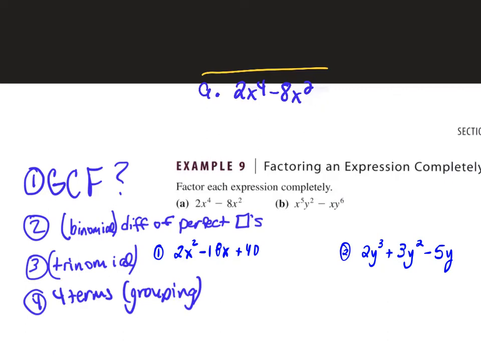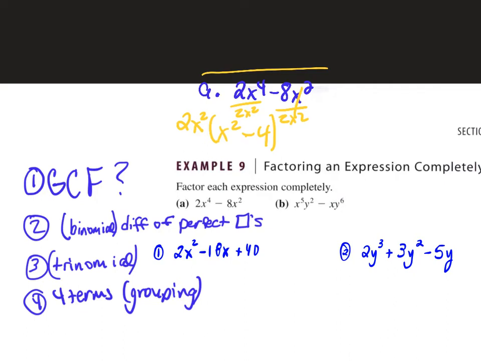2x squared. So watch, I'm going to say 2x squared. I'm going to divide it out of both. And I'm left with 2 divided by 2, which cancels out. X to the 4th and x squared leaves me x squared. Minus, what is 8 divided by 2? 4. And my x squareds cancel out. So I'm left right here with 2x squared times x squared minus 4.